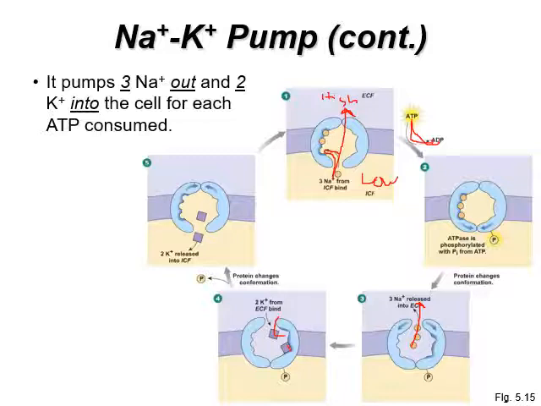potassium can bind. That changes, we release the phosphate, and now it opens back up to the inside. Now potassium gets moved in. Where would potassium be? Potassium would be high here and low out here. So again, it is moving potassium from low to high and moving sodium from low to high, just in opposite directions. Okay.